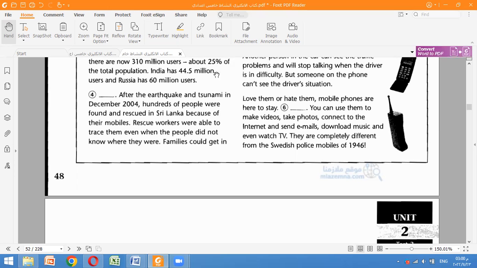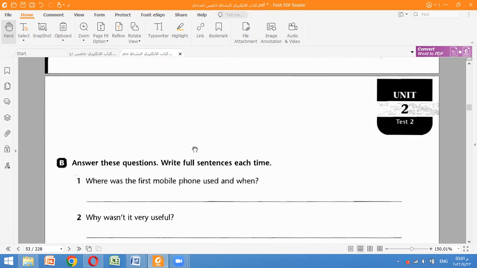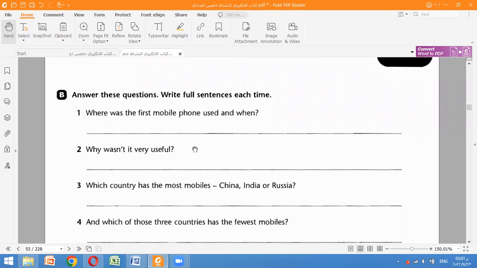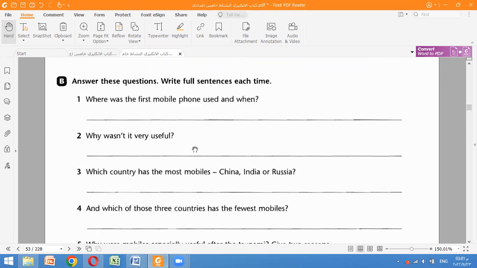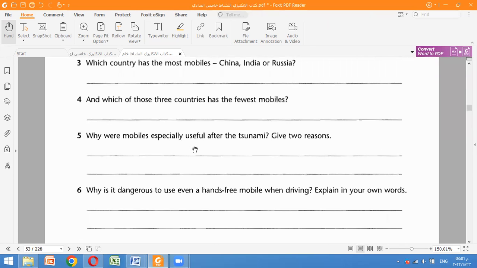And the second point, after the tsunami, people kept in touch with their loved ones, asking about them by using these mobiles. So these are the two advantages, meaning why they used mobile phones after the tsunami.